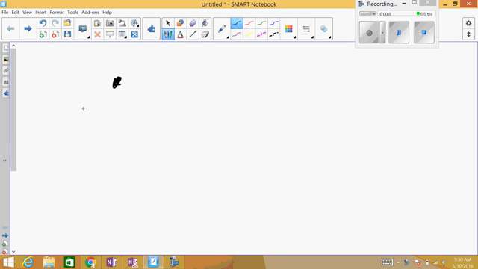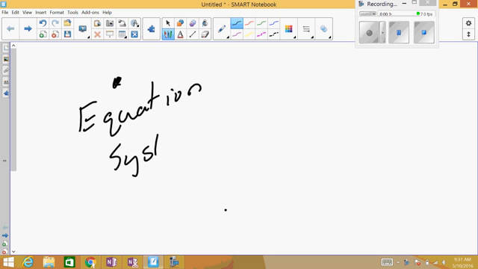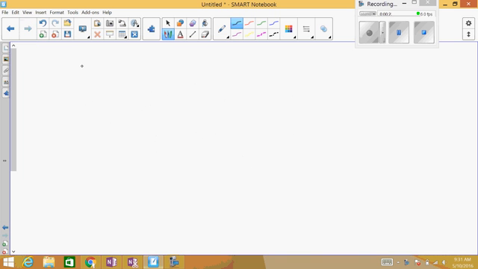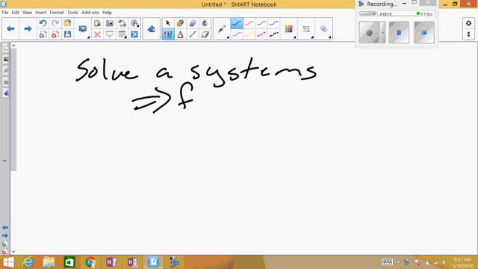Hi everybody, today we want to talk about equations and more significantly systems of conic sections. Now if you think back to when we talked about systems of equations, we were looking at two linear equations, looking for their points of intersection. So to solve a system means to actually find points of intersection.